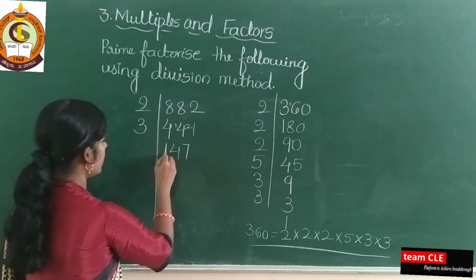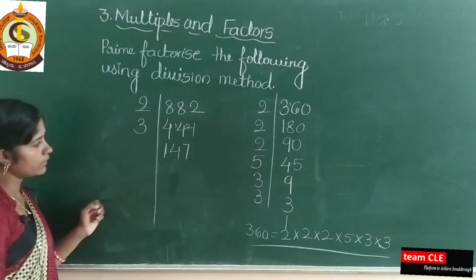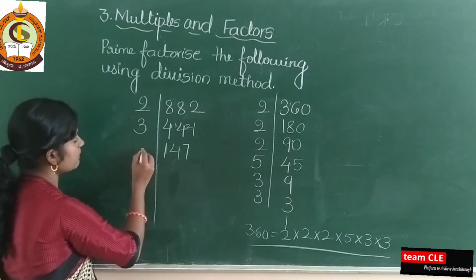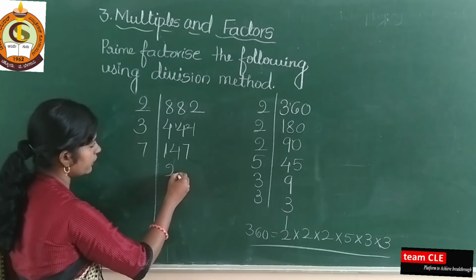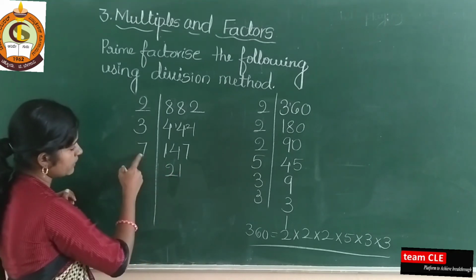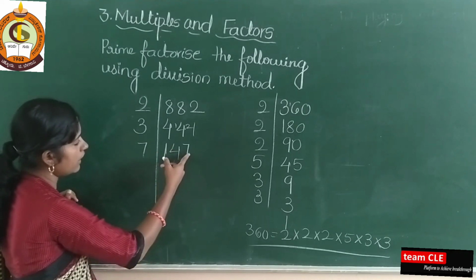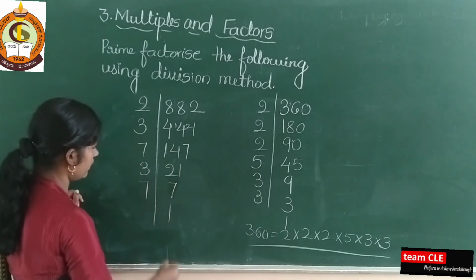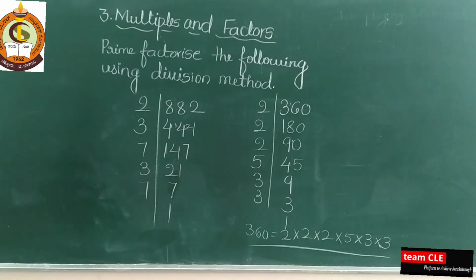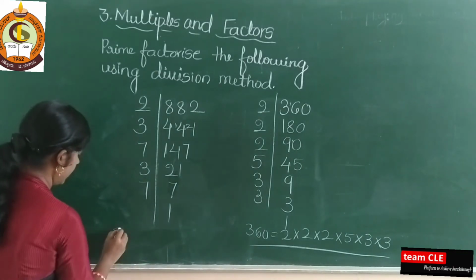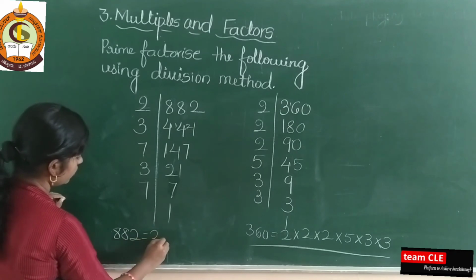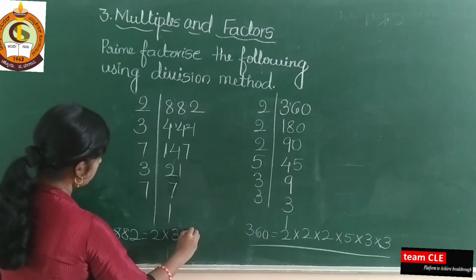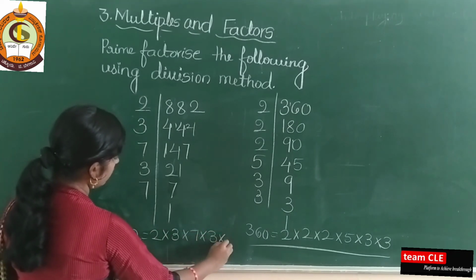Okay, next see here, this number is divisible by 7. 7 2s are 14, 7 1s are 7. Next you take here 3 7s are 21, 7 1s are 7. So this way you need to divide the numbers. So express these numbers. See here, 882 is equal to 2 into 3 into 7 into 3 into 7.